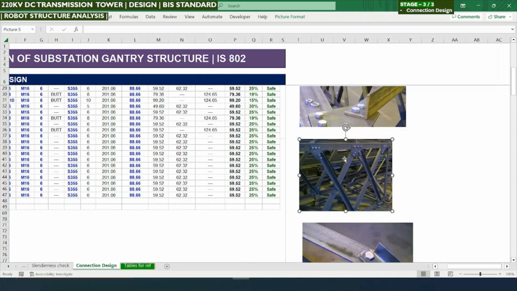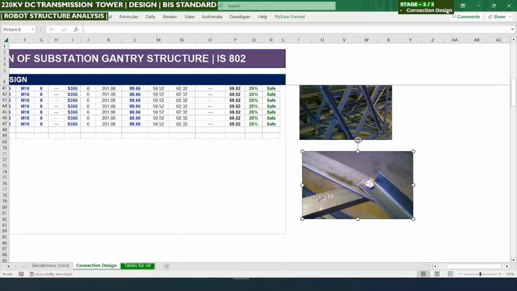This picture is another view of this two-bolted bracing member which cannot be accommodated on the main leg members. In the middle you can see one single bolt, which is provided to break the unsupported length of the bracing. And the last picture is about the single bolted bracing members. Here one bracing member is connected at the top, another at the bottom.